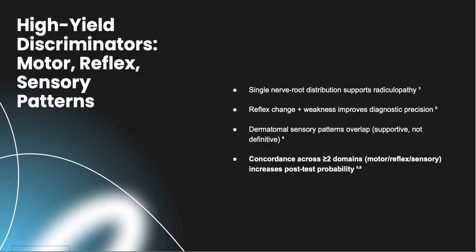The principle is convergence. Single root distribution supports the diagnosis. Motor plus reflex alignment strengthens it. Sensory findings support but do not confirm. Two or more concordant domains meaningfully increase the likelihood. Radiculopathy is identified through physiologic agreement, not isolated symptoms.